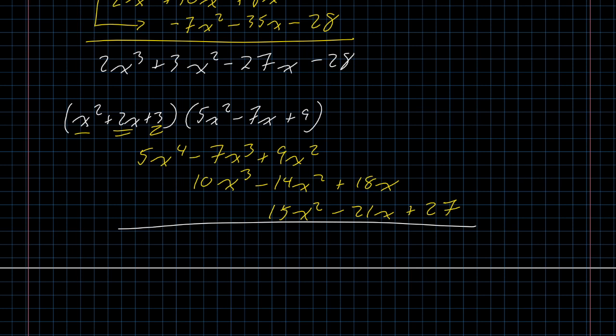Notice again that all of my like terms have lined up, and I get 5x to the 4th plus 3x cubed. Let's see, 9 minus 14 plus 15 is 10x squared. 18 minus 21 is minus 3x, and then 27 as our constant term.